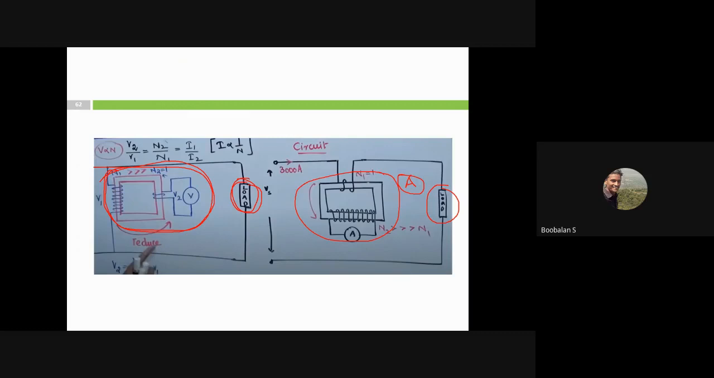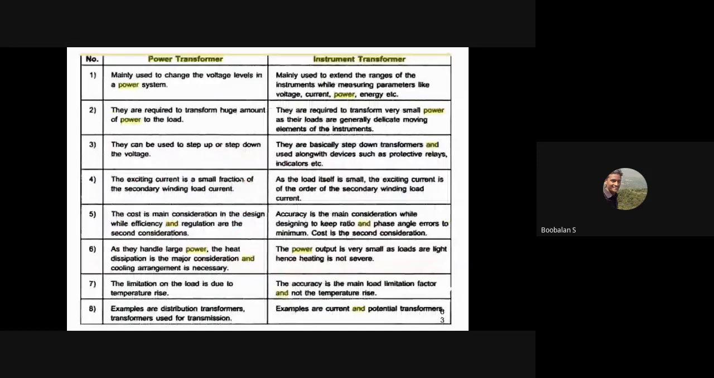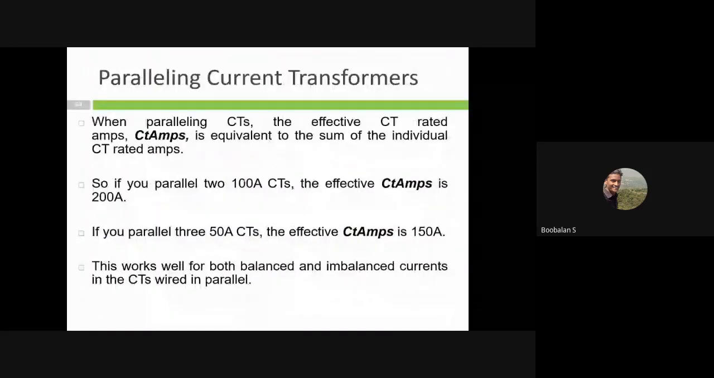And the way that it's called, with that I'm going to finish it. The remaining 10 minutes is for noise setup. We'll see one more small concept, paralleling CTs. You will be able to connect two CTs in parallel mode. It will be very easy.